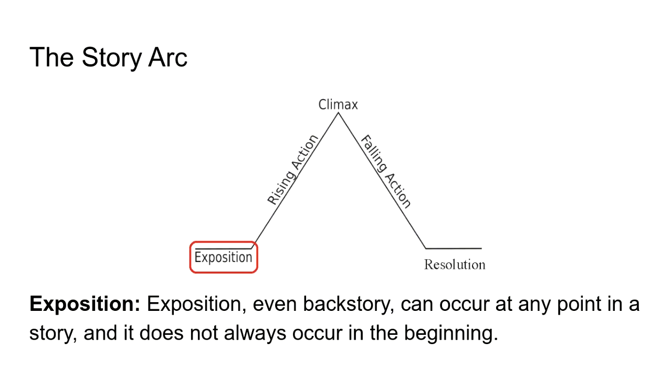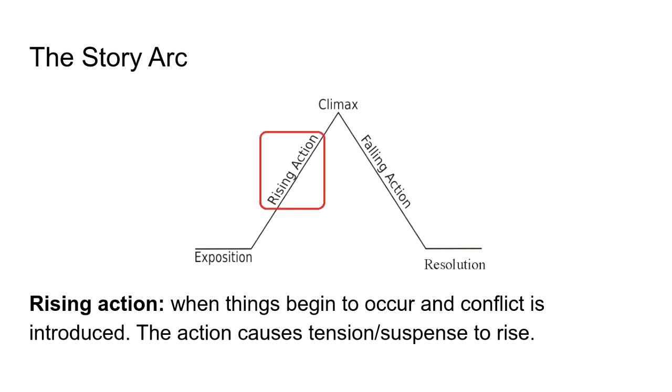So exposition can occur really anywhere in the story, but traditionally, a lot of stories kick off with exposition, and usually that exposition takes the form of what we call backstory, taking a look at what's happened prior to the beginning of the story's action, giving us some need-to-know background. Well, relatively quickly, because these are short stories, we need things to begin happening. We can't just have a narrator provide exposition and that's the whole story. We need action to occur.